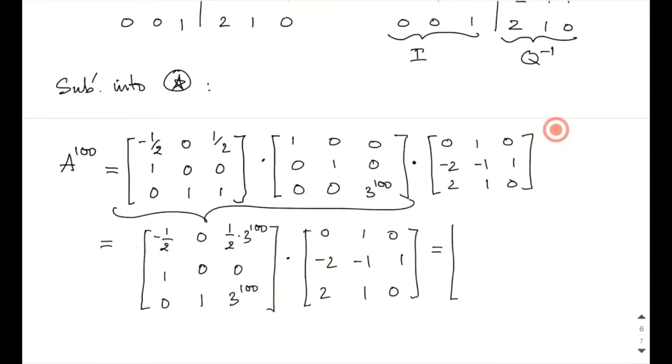The final answer is going to be 3 to the power 100, 0, 2 times 3 to the 100 minus 1. The second column will be 1/2 times 3 to the 100 minus 1. Then 1, and 3 to the 100 minus 1. 0, 0, 1.